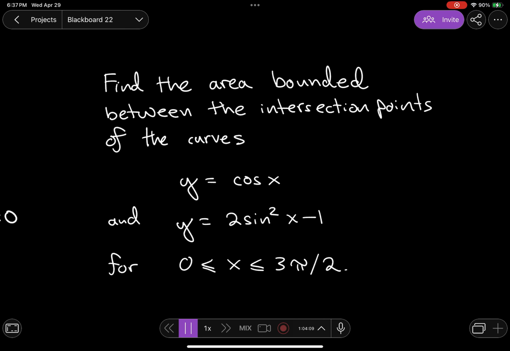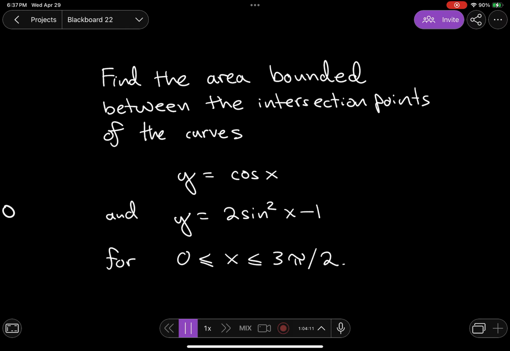All right, so sometimes the curve is not given to us, and also sometimes we have to decide which function is larger so that we can use this new formula properly. We want to find the area bounded between the intersection points of the curves y equals cosine of x and y equals 2 sine squared x minus 1.